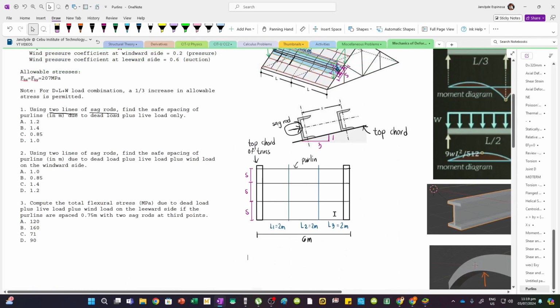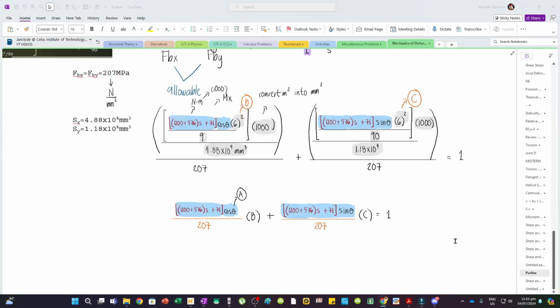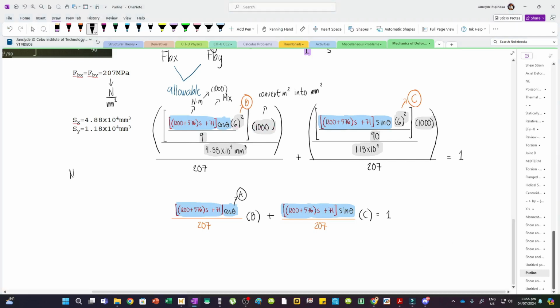By the way, meron pa tayong kulang. Itong S, di ba? This is expressed in meters. Kasi di ba, this was Newton per m squared. So, review natin. Dapat, this is only multiplied by 1,000. Kasi di ba, if the load is Newton per m squared, this is in Pa. Multiplying this by meter, we have Newton per m. This is now the weight.